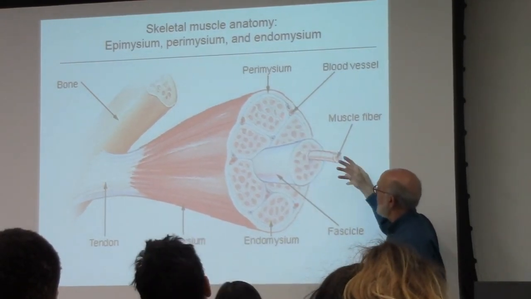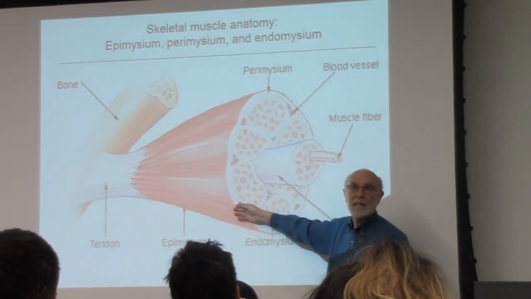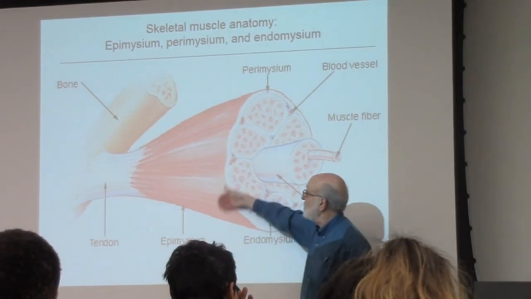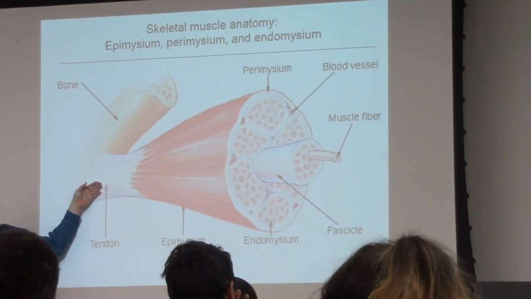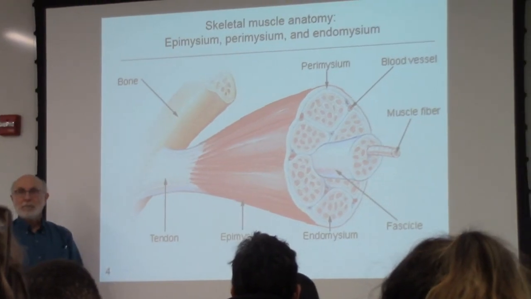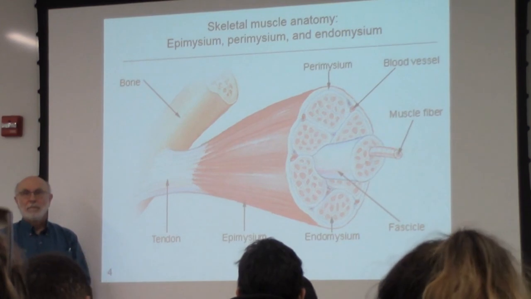Then groups of fascicles make up the muscle. And the exterior surface of the muscle is the epimysium. The epimysium is more or less the same material that forms the tendons that connect the muscle to the bone. So that's the order of anatomical structure.